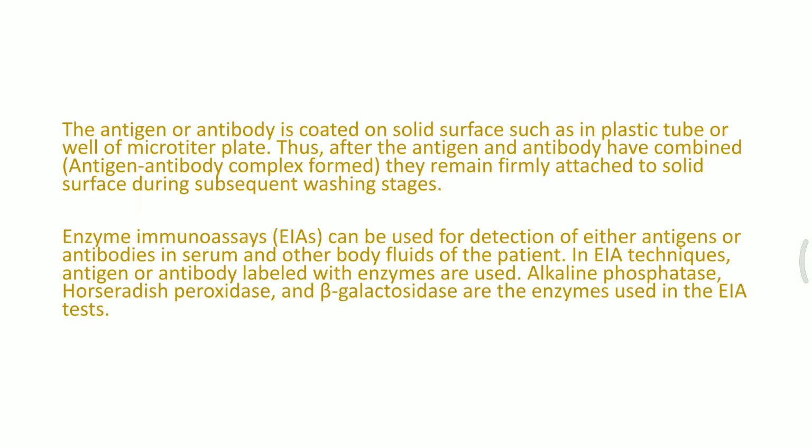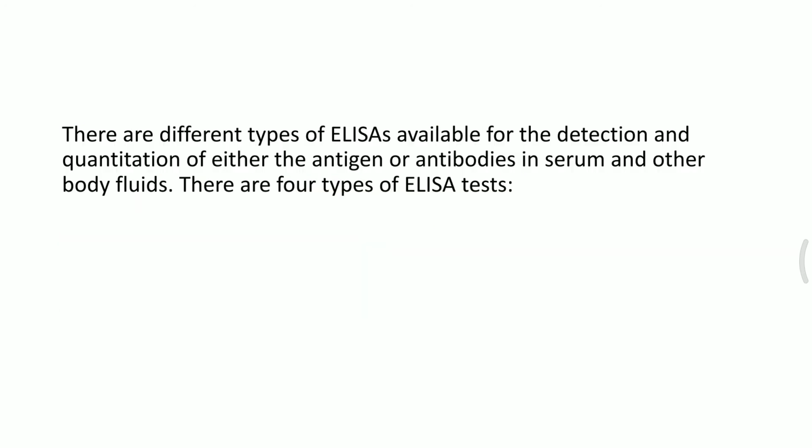The antigen or antibody labeled with enzymes are used, and alkaline phosphatase, horseradish peroxidase, and beta galactosidase are enzymes which are used in the enzyme linked immunosorbent assay tests. There are different types of ELISAs which are available for detection as well as quantitation of either the antigen or antibodies in a serum or body fluid.